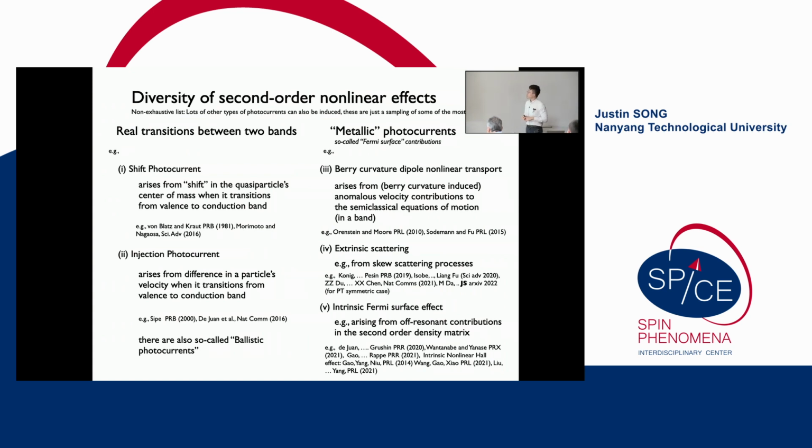nonlinear density matrix. Whereas the shift photocurrent tells you about the shift of electrons as they get promoted from the valence band to the conduction band. And from a technical perspective, this tells you something about the resonant off-diagonal component of the second-order nonlinear density matrix.